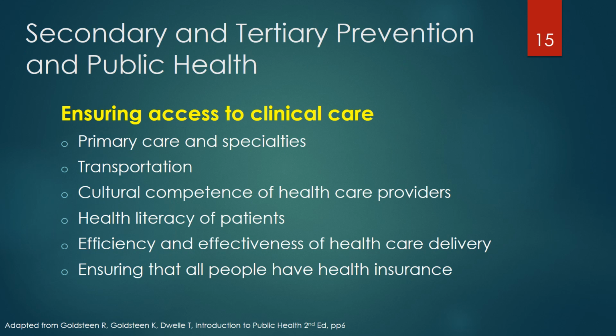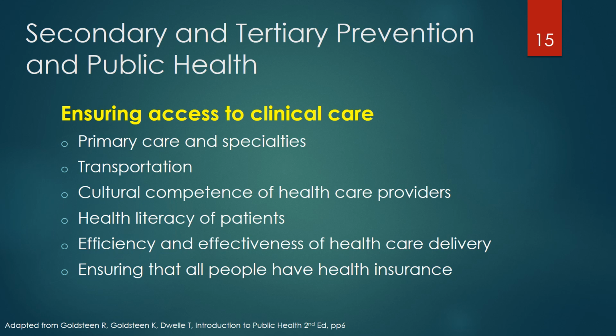The public health emphasis on primary prevention does not mean that public health has no role or interest in secondary and tertiary prevention. Public health professionals are interested and involved in secondary and tertiary prevention. However, their focus is on ensuring access to effective clinical care rather than providing that directly. Improving access can prevent long-term consequences of health problems and limit disease progression and complications.